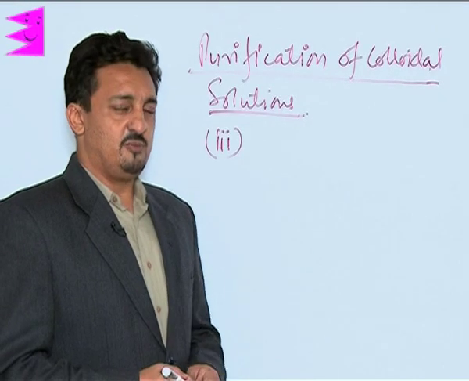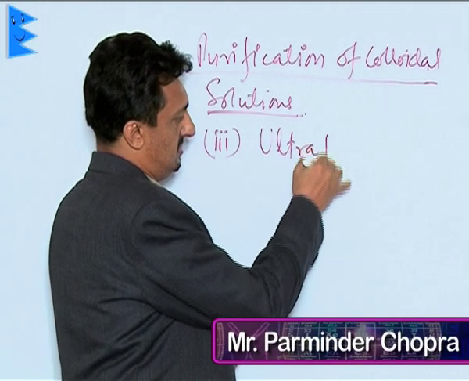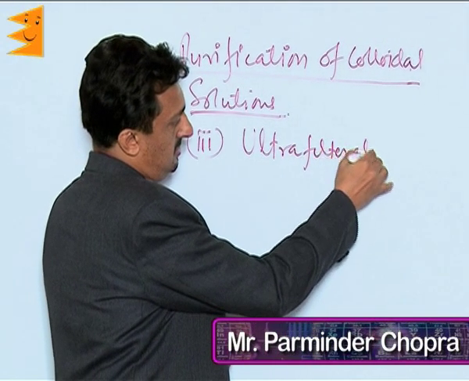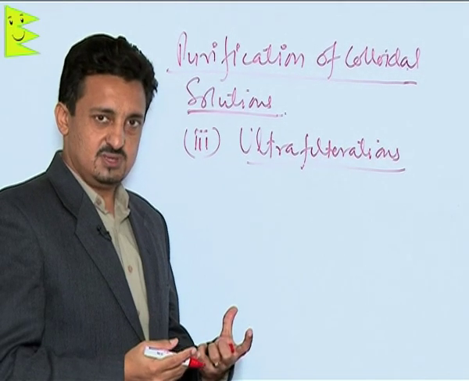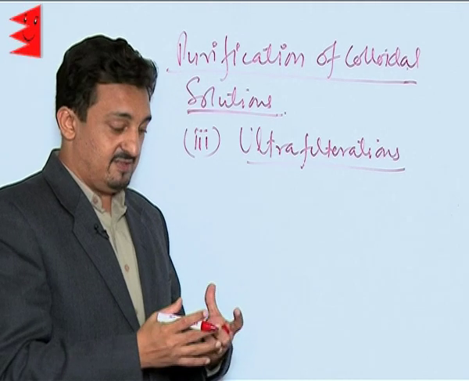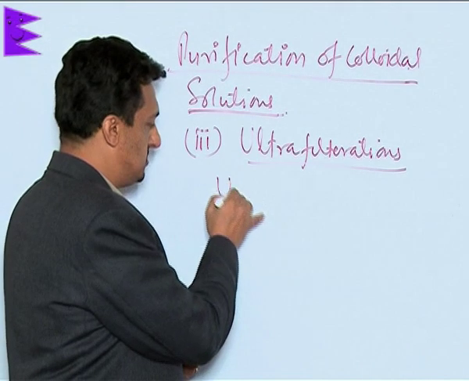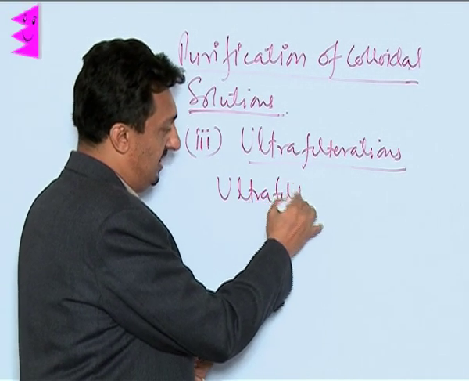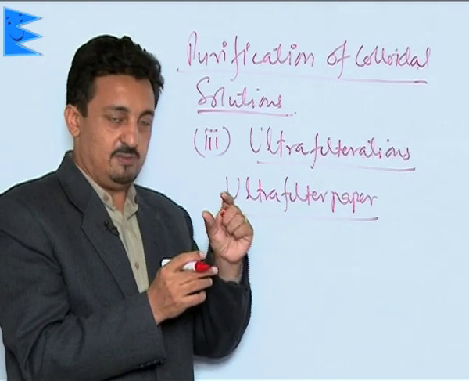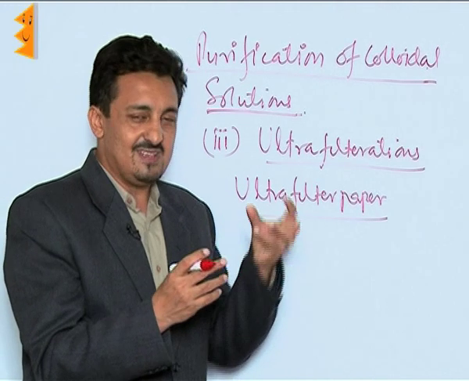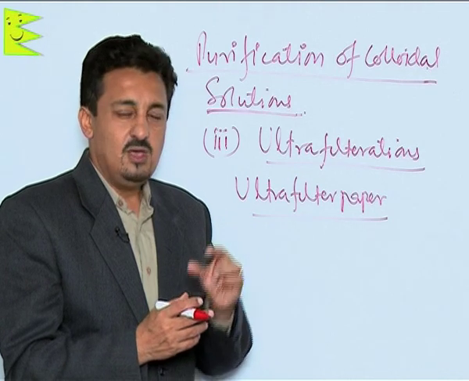The third method of purification of the colloidal solutions is called ultrafiltration. Now as the name suggests, it's a normal filtration process. But yes, remember this, the filter paper used is very special. That's called ultra filter paper. See, in the normal filter paper, the pore size is very large, so the colloidals can easily pass through it. So what we have to do is reduce the pore size of the filter paper. Now how is it done?